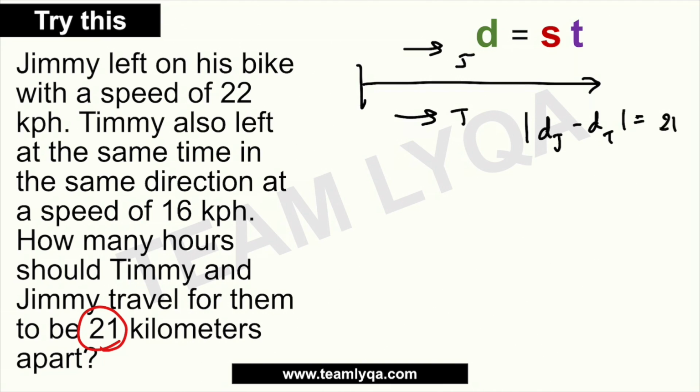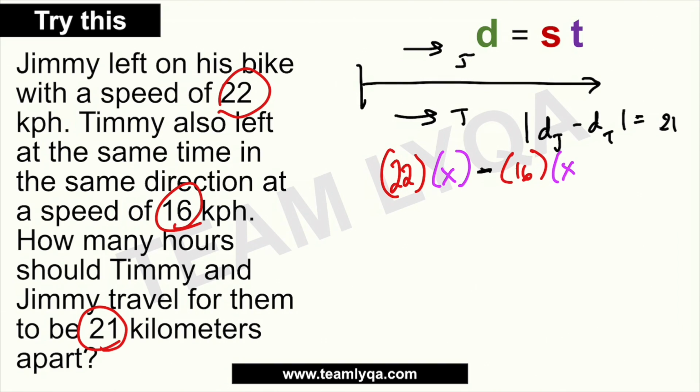Dito na natin siya kukunin. So, kunin muna natin yung speed ni Jimmy. Ang speed niya ay 22 kilometers per hour. So, now you have 22. Imumultiply natin doon sa time, which is, again, hindi natin alam. So, that becomes our x. Tapos, ima-minus natin yung kay Timmy. Ang kay Timmy naman, ang sabi, ang kanyang speed ay 16 kilometers per hour, so this will be 16. Imumultiply din natin doon sa hindi natin alam na time. Equal daw sila sa 21. Okay? So, solve lang natin ito. Now, we have 22x minus 16x is equal to 21. So, ito, subtract lang natin yan. 22x minus 16x is actually 6x. Okay?